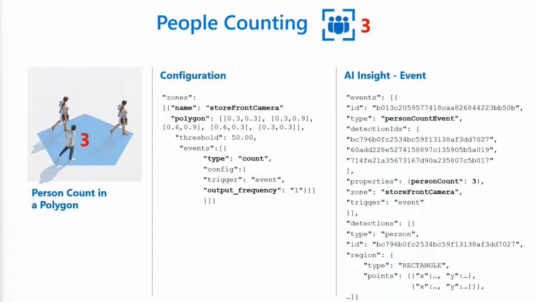First, you need to set a polygon in the camera field of view, which is your count of people area. Here are just the coordinates of this, and then you can give the polygon a friendly name. In that case, we're going to call this a storefront camera. As well, you need to set the frequency at which you need to emit the events.